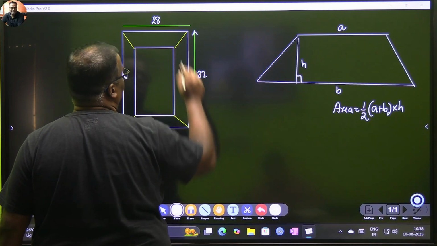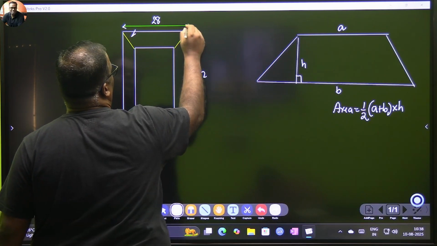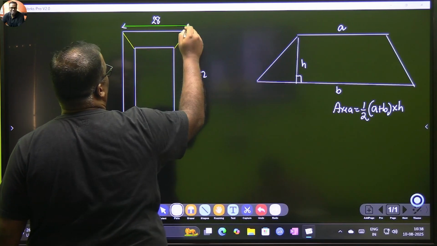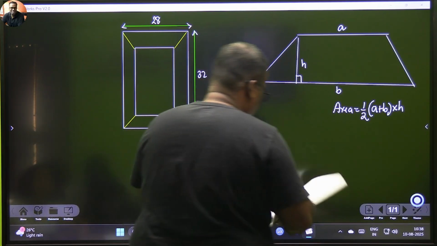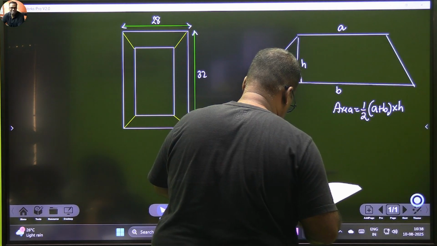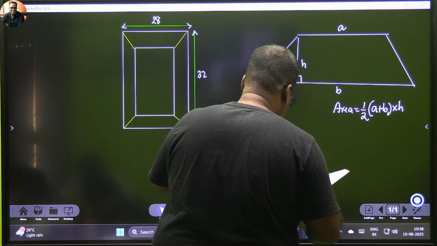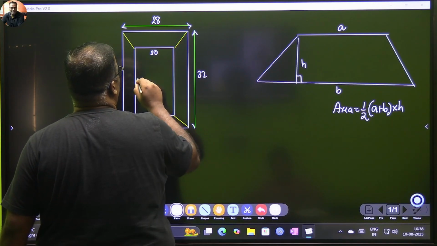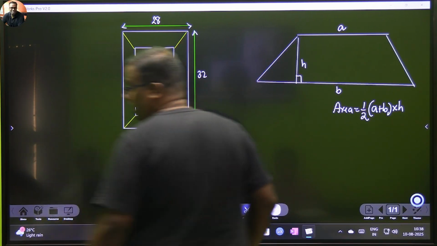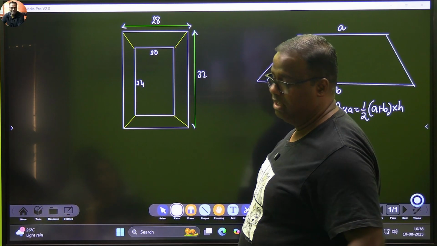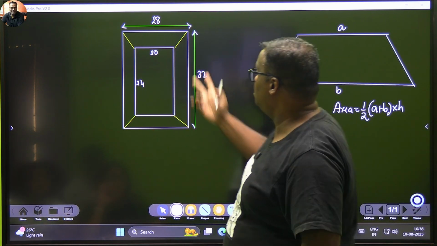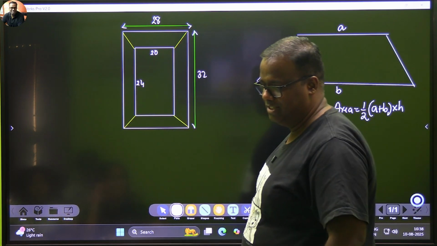Have you understood? Okay. And let's have a look at the inner dimension. The inner dimensions are 20 into 24. So one thing that we get from here, look at the trick. 28 minus 20 is how much? 4. That 4 is distributed on either side.